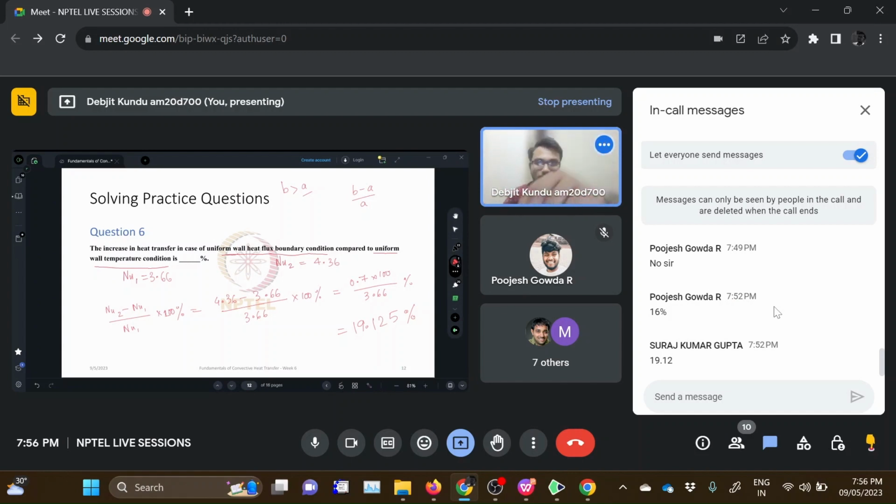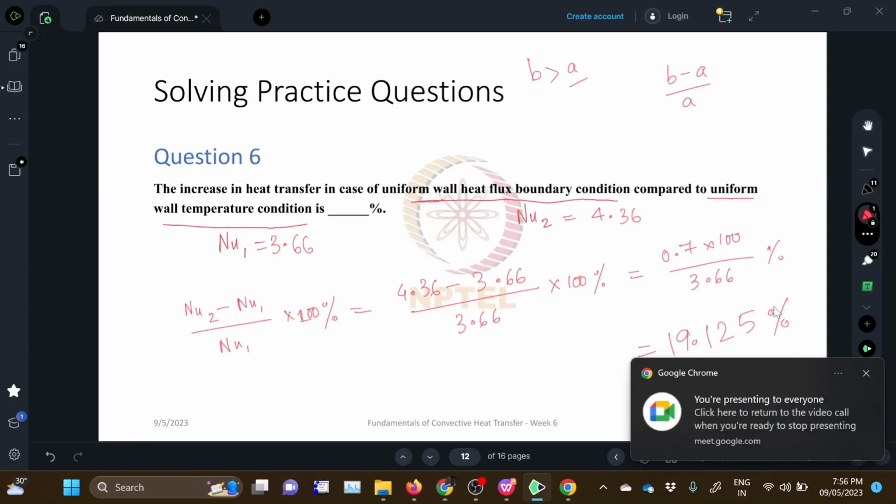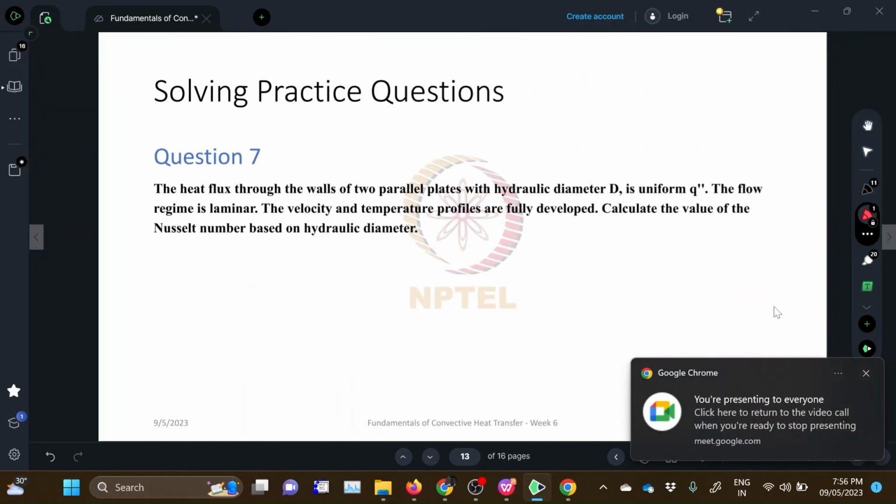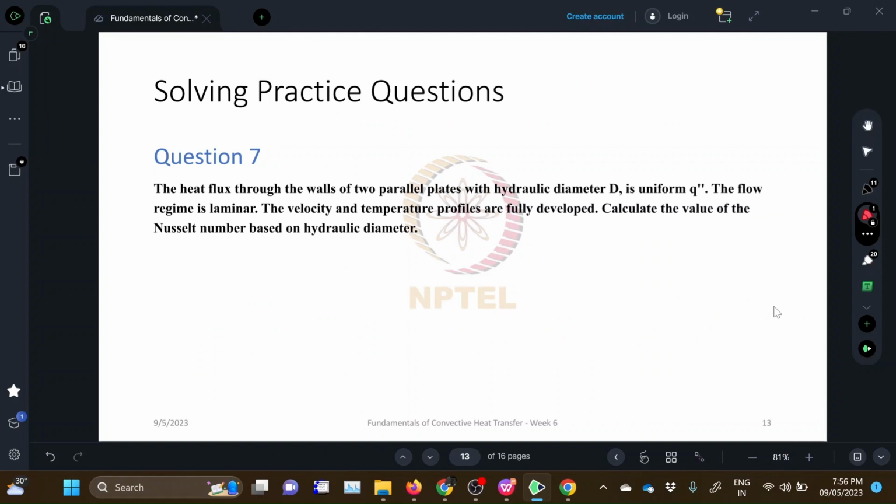No? Okay. So then we will move along. We'll move on to question number 7 of today's session, which is asking us that the heat flux through walls of two parallel plates with hydraulic diameter d is uniform, q double prime. So it's a uniform heat flux condition between two parallel plates. The flow regime is laminar. The velocity and temperature profiles are fully developed. So for this case, calculate the value of Nusselt number based on hydraulic diameter.